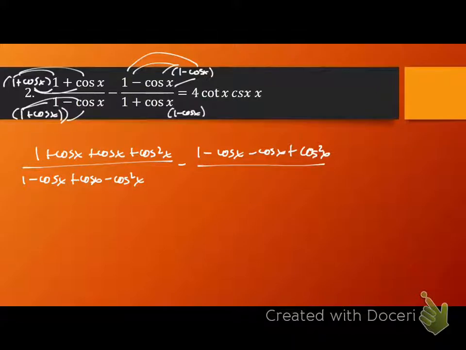Over. And then same thing down here. 1 times 1 is 1. 1 times cosine is positive cosine. Then we go negative cosine squared x.